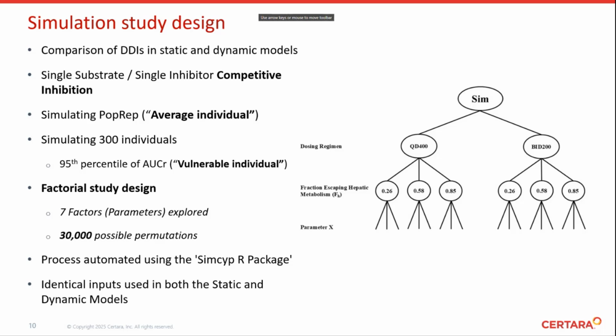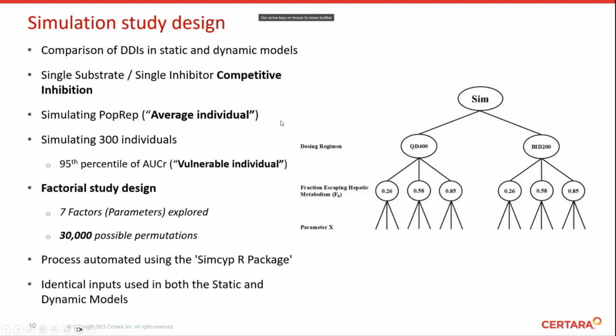So as mentioned, in general, the aim was to explore if static and dynamic models are equivalent in predicting metabolic DDIs, and specifically arising from competitive CYP inhibition of a single substrate by a single inhibitor. And this is the area we want to focus on because it's the simplest DDI scenario, so it's quite easy to explore. And this is where discourse remains within the industry as to whether the models are equivalent in predicting DDIs, specifically when using the average concentration at steady state in the static model.